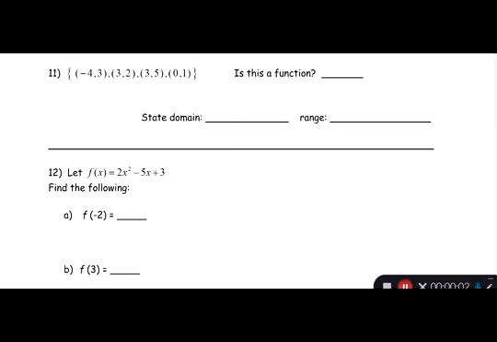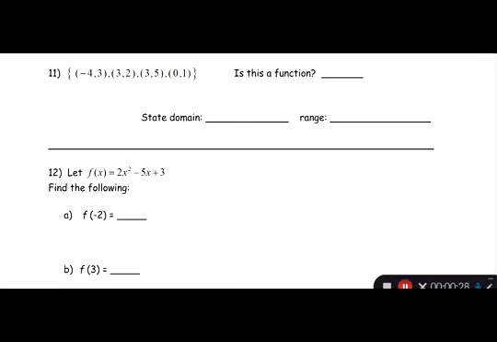This is the third part of this Module 2 test review. So now we're looking at number 11 where we're saying, is this a function? Yes or no? And we want to remember about a function is that for each x, I only get one y. This means when I put an x in, I'm only going to get one y back out.